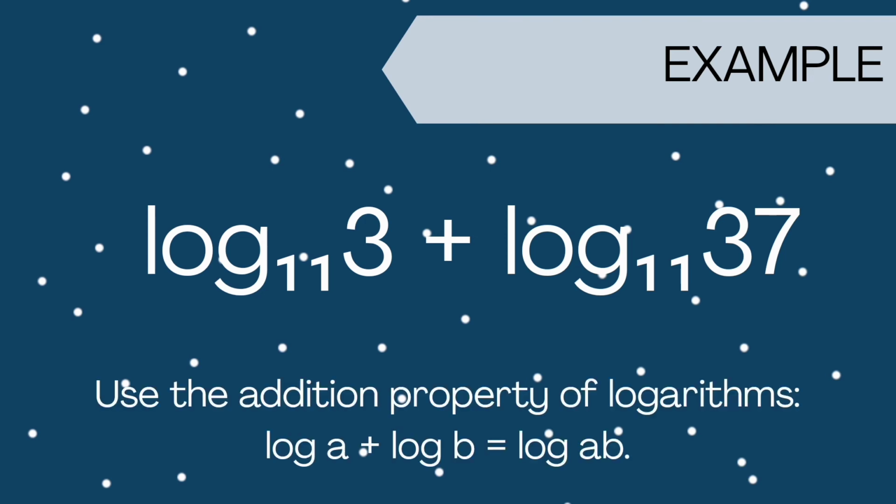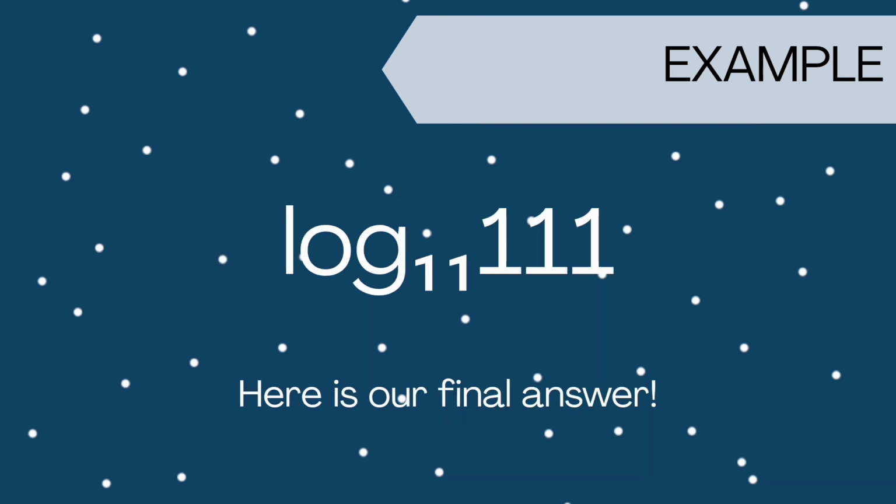Now, we know that one of the properties of logarithm is its addition property. It states that logarithm of a plus logarithm of b is equivalent to logarithm of ab. This gives us logarithm of 3 times 37, which is equal to 111 base 11. And that solves our example problem.